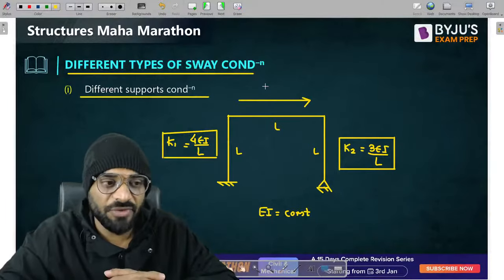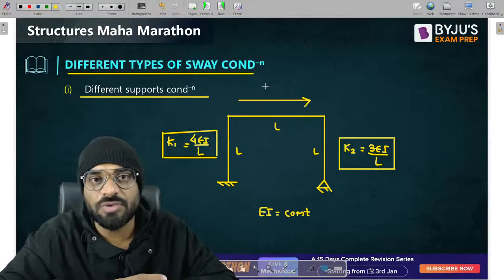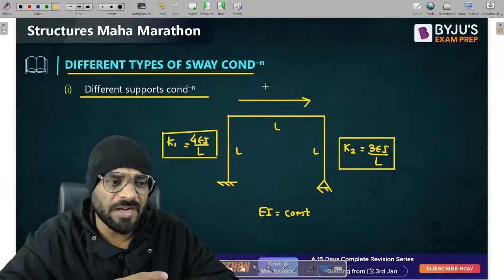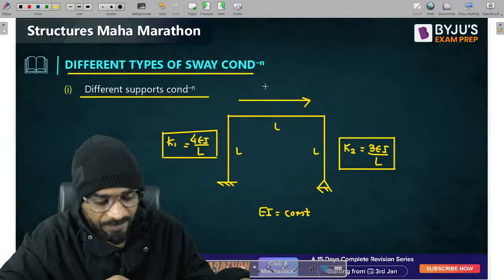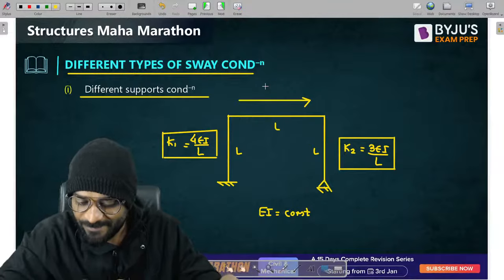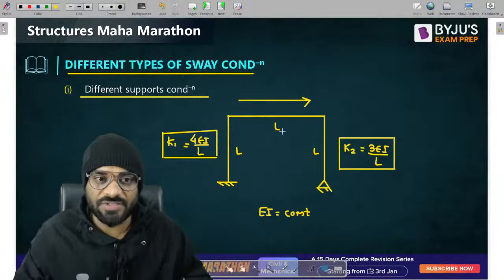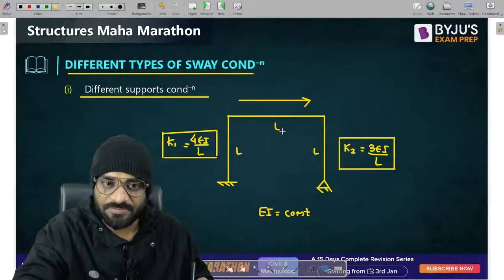Getting a point? But if you have a numerical condition, if you want to solve it completely, then you have to follow the moment distribution method complete process, which is a very lengthy problem, and such type of question cannot be asked in the GATE examination. Getting a point? Okay. Now, it is easy. This one is easy. Different support condition, right? Next one.